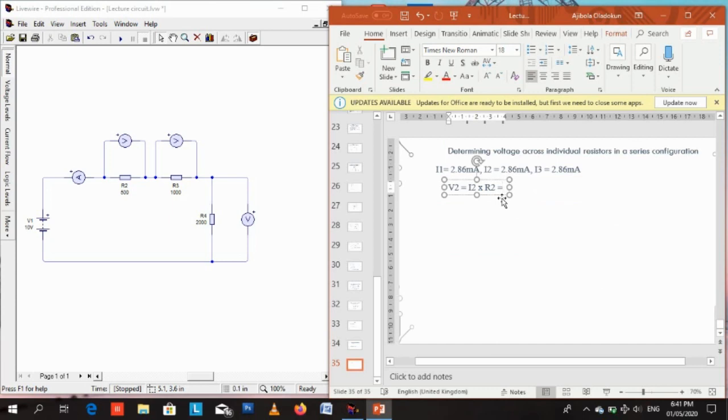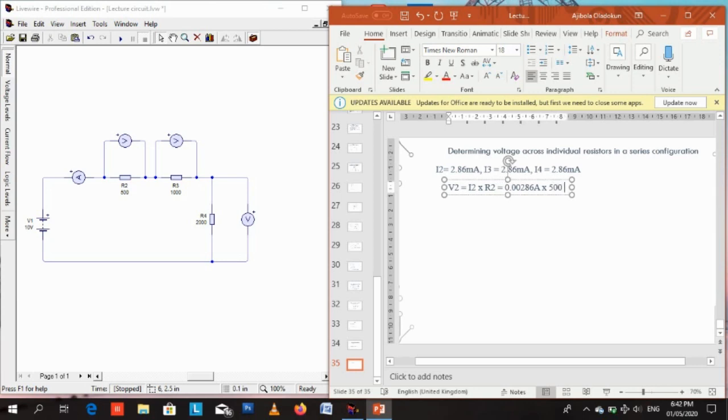So we see here that I2 is 2.86 milliamps. We've determined that I2, I3 and I4 are the same. Before I used I1, I2, I3, but now since I've changed the resistors to R2, R3, it's just renaming. All the currents are the same. 2.86 milliamps is 0.00286 amps. So multiply by R2. What is R2? R2 is 500 ohms.